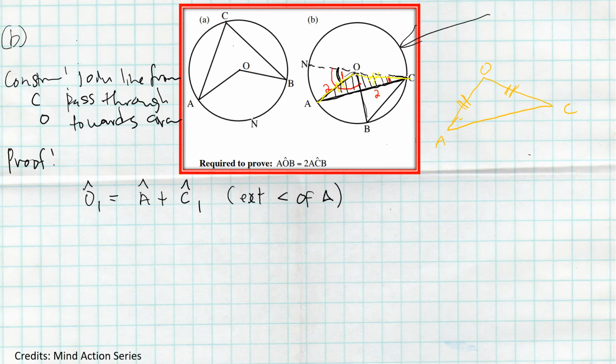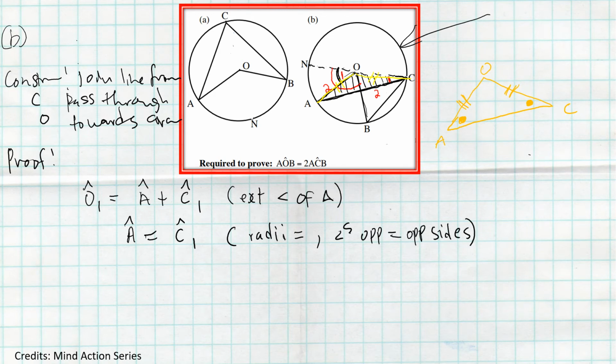What happens now is that the base angles will also be the same, because angles opposite equal sides are equal. Base angles of an isosceles triangle are equal. So we can deduce that angle A is the same as angle C1, because the radii are equal, and if the radii are equal, the angles opposite them are equal. Angles opposite equal sides are equal, yeah, that will be your reason.